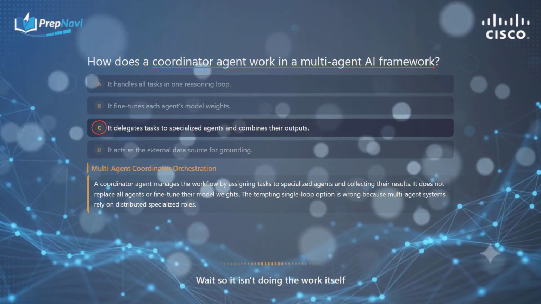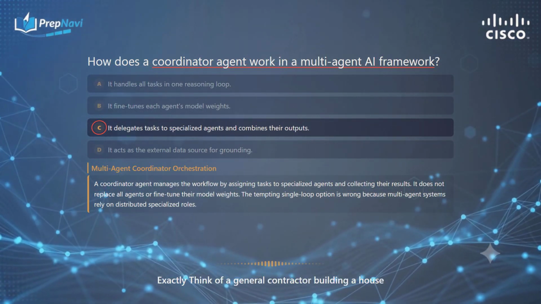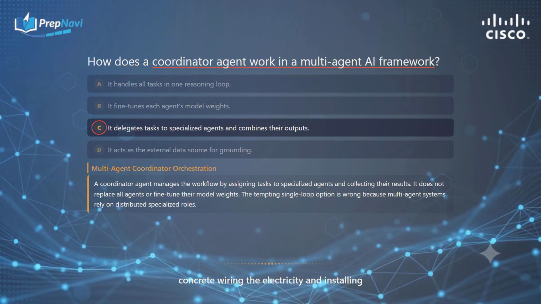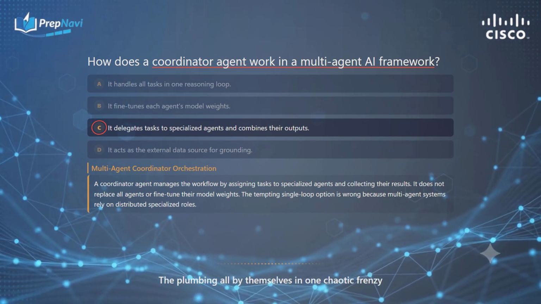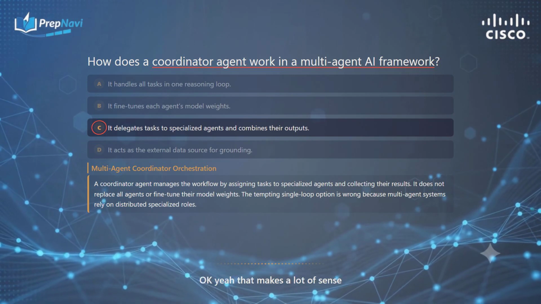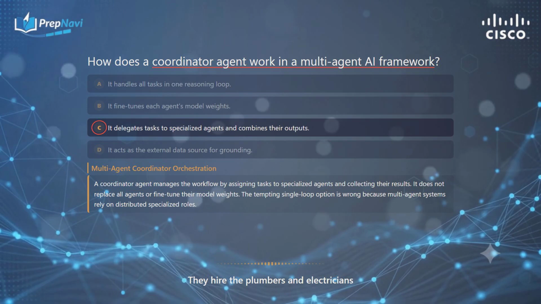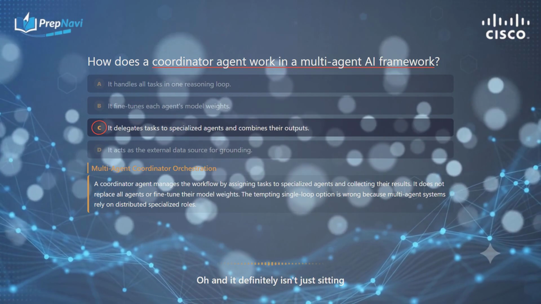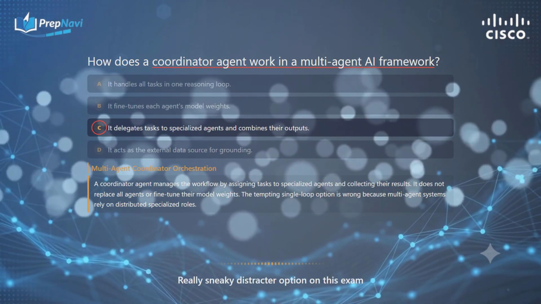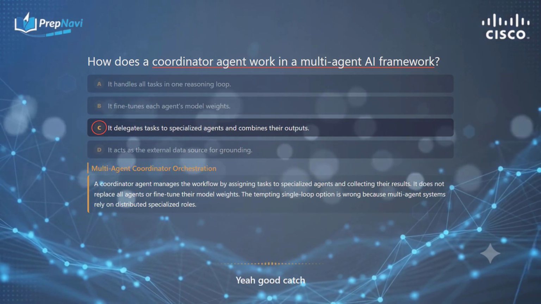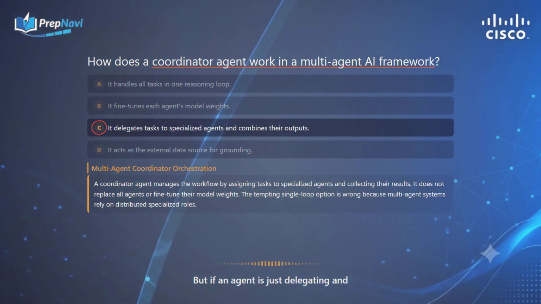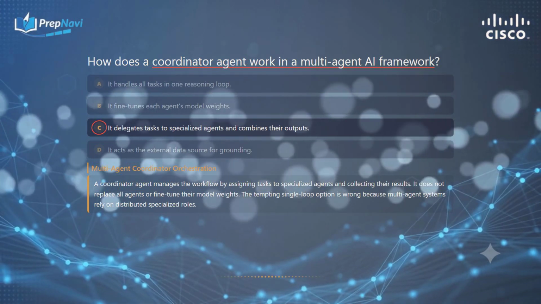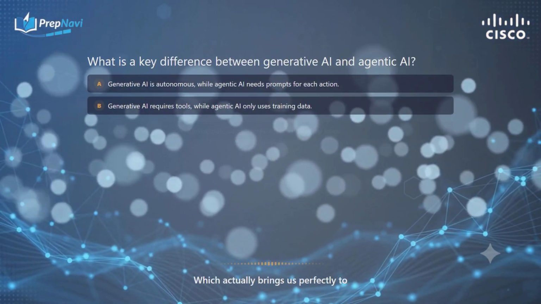Wait, so it isn't doing the work itself? Exactly. Think of a general contractor building a house. You definitely do not want your contractor pouring concrete, wiring the electricity, and installing the plumbing all by themselves in one chaotic frenzy. Okay, yeah, that makes a lot of sense. They hire the plumbers and electricians. Yep, the coordinator just manages the workflow and collects the results. Oh, and it definitely isn't just sitting around fine-tuning model weights, which is a really sneaky distractor option on this exam. Yeah, good catch. But if an agent is just delegating and looping through tasks, isn't that just a really fast generative AI? Which actually brings us perfectly to our second question.